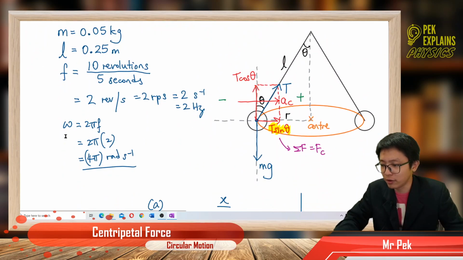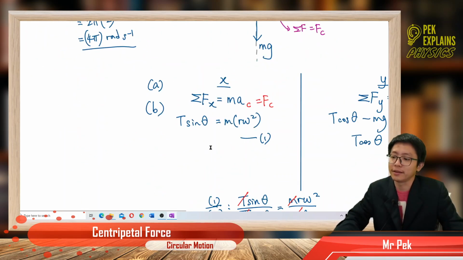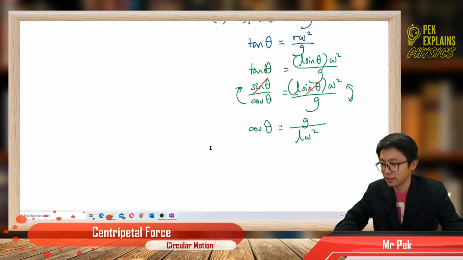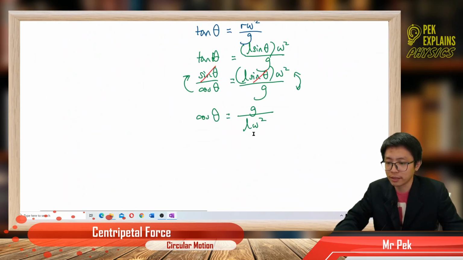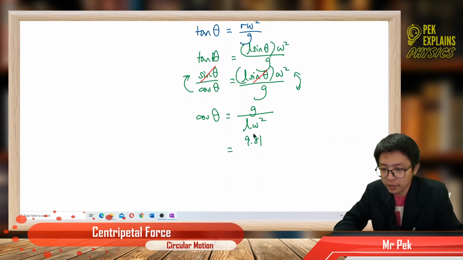Omega, just now we got omega. Omega is 4 pi. Just now the L is 0.25, so let's calculate. Let's put inside. Our G value is 9.81 divided by our L, which is 0.25 meter. Our omega is 4 pi.